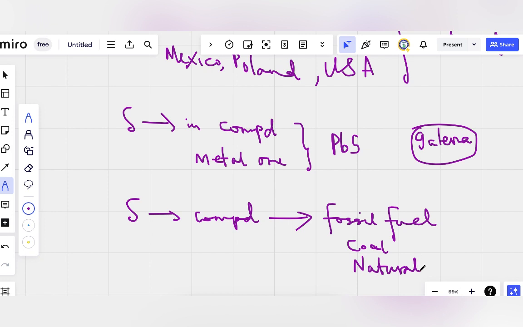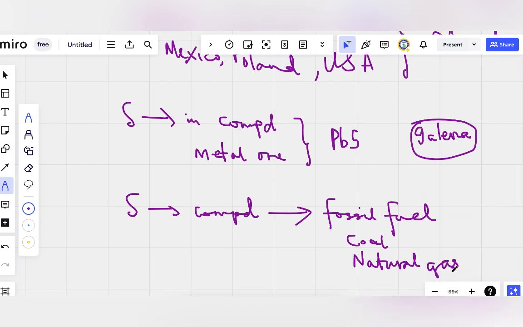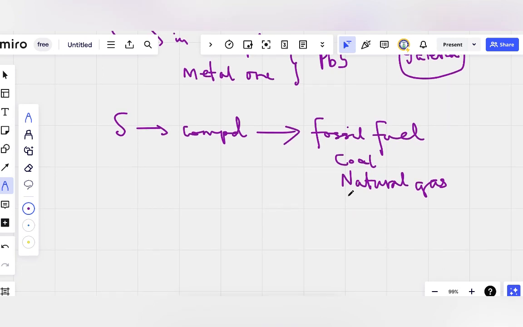Natural gas and petroleum. Petroleum is oil. If you extract or drill any of these, you're going to find sulfur. The purification is another thing we'll talk about later on.